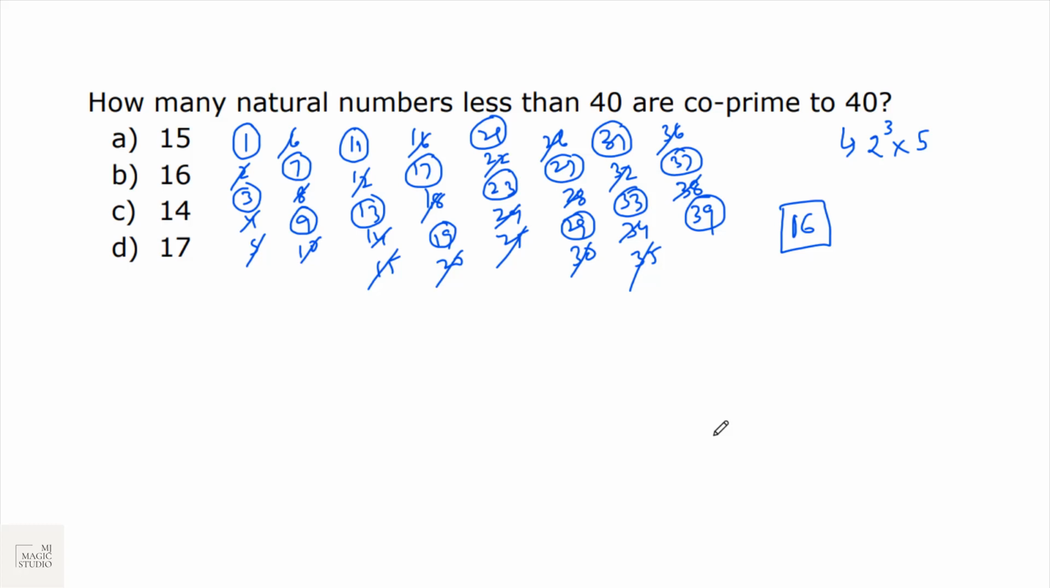Now, this process is simple. You may just list down all the numbers, find the prime factorization of the number, cancel out all those numbers which are multiples of the prime factors of the given number, and the remaining numbers are the answer.